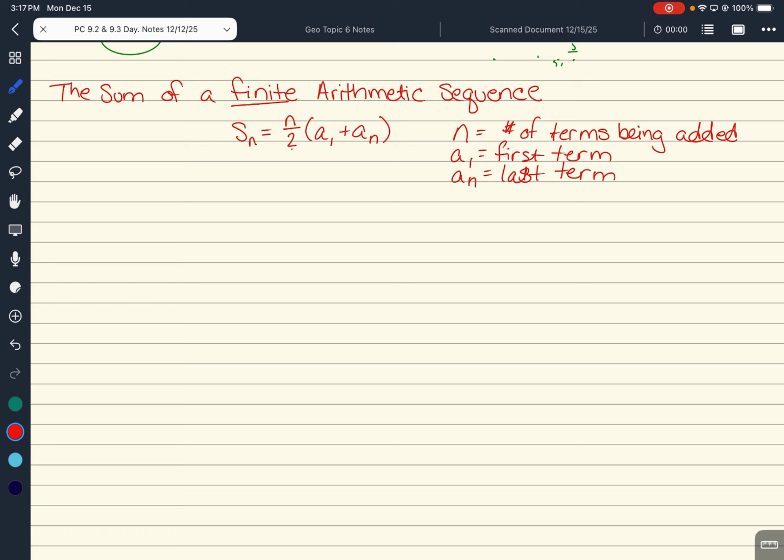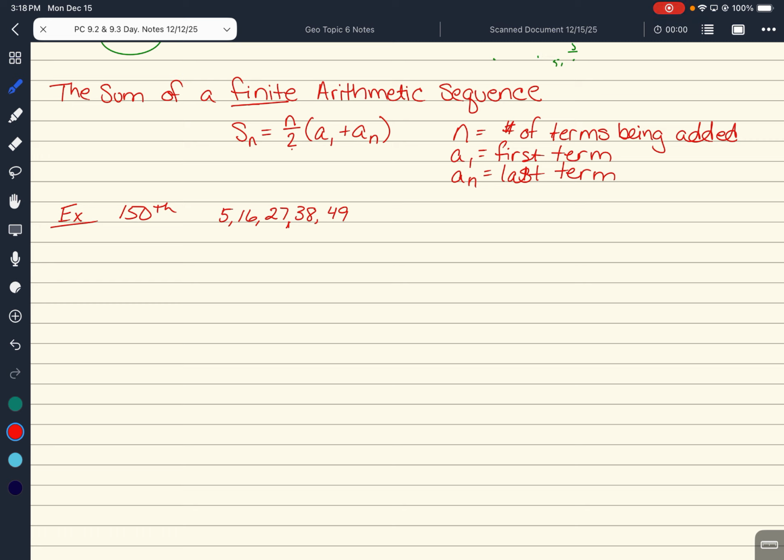So, okay, here's an example. It says find the 150th partial sum of the arithmetic sequence 5, 16, 27, 38, 49. And it says of the arithmetic sequence. I'm not going to tell you if it's arithmetic or geometric. I always check for arithmetic first because it's easier.